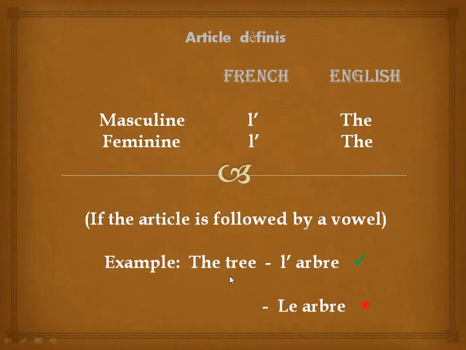For example, the tree, l'arbre. So here in the first case, you can see that we have dropped the e and replaced it with an apostrophe. So this is the correct way of writing. In the second one, you can see that le is ending with e, that is a vowel, and arbre is beginning with a vowel. So both the vowels cannot come together. So this would be wrong to write in this way. The first one is the correct way to write.